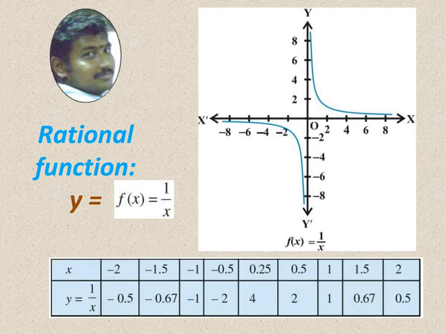This is a rational function. Rational function means p by q, where q should not be equal to 0. Likewise here, f of x equals 1 by x. Based on 1 by x, we have drawn a graph like this. We get a graph like this.